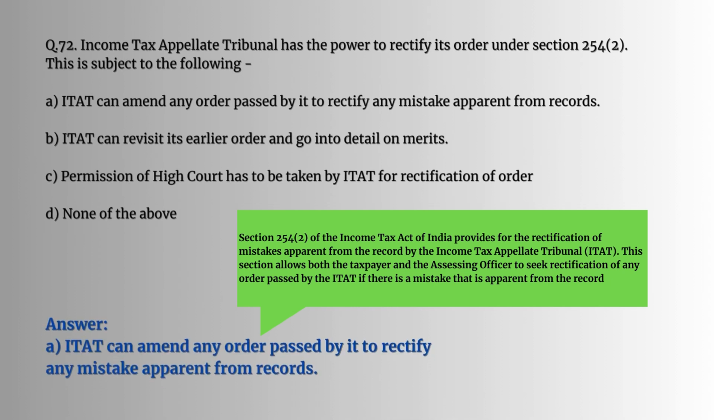Question number 72. Income Tax Appellate Tribunal has the power to rectify its order under Section 254(2). This is subject to the following. So what is Section 254? Section 254 provides for the rectification of mistakes apparent from the record by the ITAT. This section allows both the taxpayer and the assessing officer to seek rectification of any order passed by the ITAT if there is a mistake that is apparent from the record. So here the answer would be A. ITAT can amend any order passed by it to rectify any mistake apparent from the records.